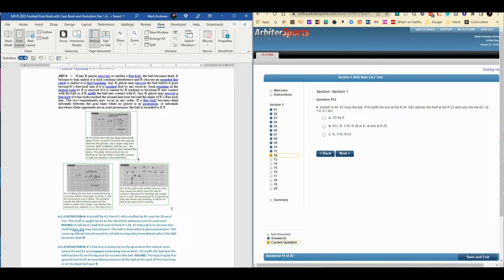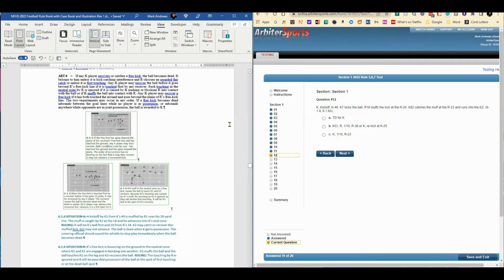All right, question 12. K, kickoff from the K40. K7 kicks the ball. R19 muffs the kick at the R25. K82 catches the muff at the R23 and runs into the end zone. Do we have a TD for K? Is it kick catching interference? Or do we have K's ball 1st and 10 at the R23?